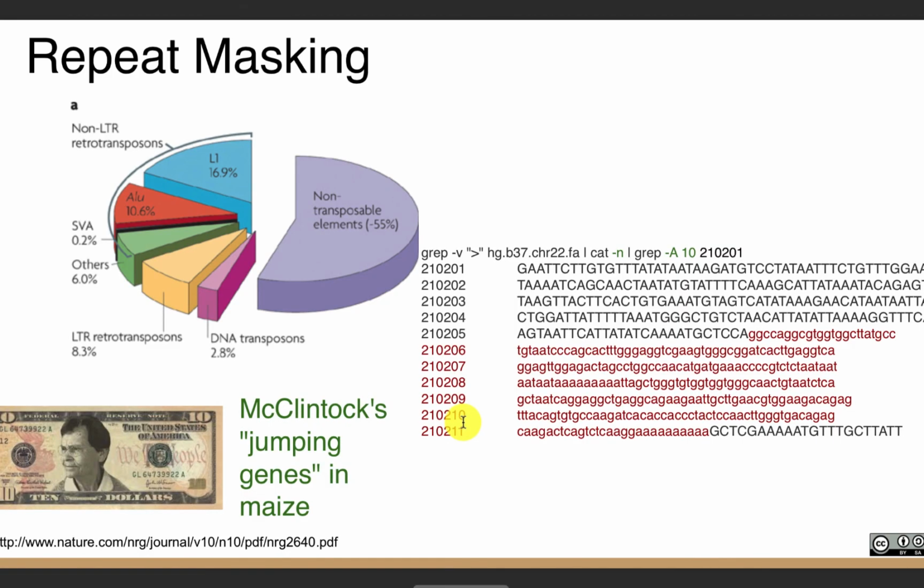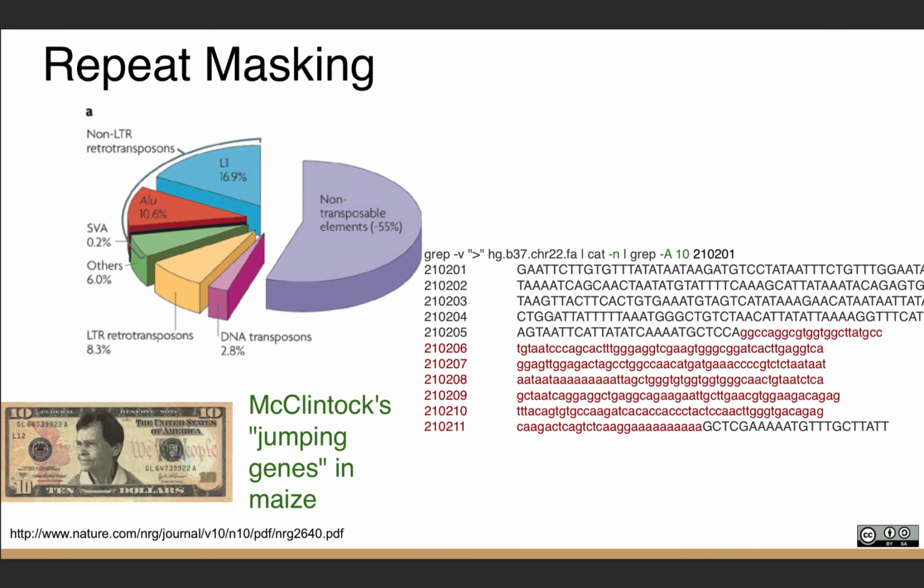Okay, but what's going on with the lowercase letters? Hopefully some of you at some point in your careers have heard of Barbara McClintock. She is famous for looking at jumping genes in maize, or transposable elements. Most genomes actually have them flagged as lowercase letters here. So this is where a transposable element is.